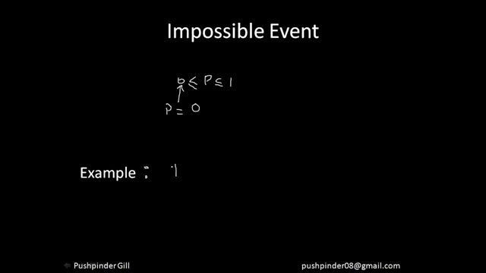Let's say, for example, I throw a dice and I get a 3-digit number on the dice. That is not possible, guys, because a dice has only 6 numbers. So you understand what an impossible event is. The probability of an impossible event is always 0.